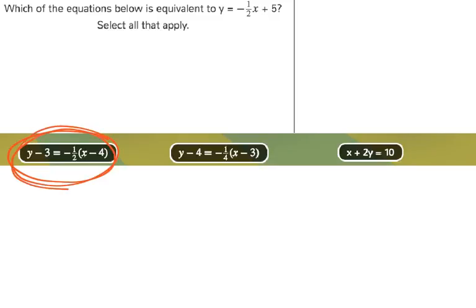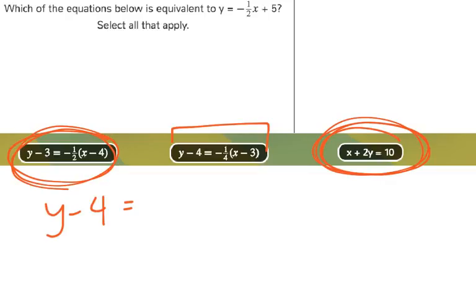So far, our first one is equal, and our third option is the standard format of our equation. Let's try this middle one over here. y minus 4 equals, let's simplify it out, negative 1/4 x plus negative 1/4 times negative 3 is positive 3/4.